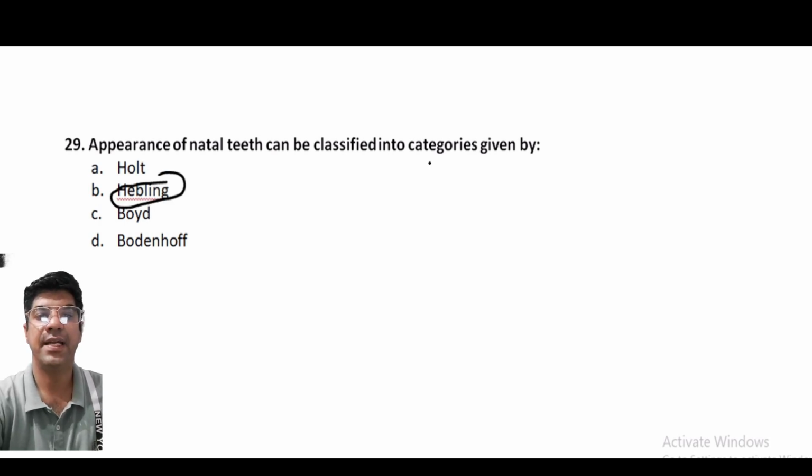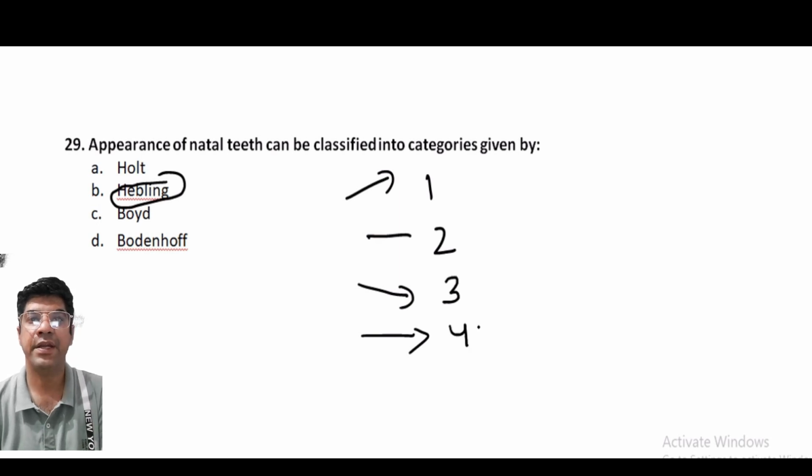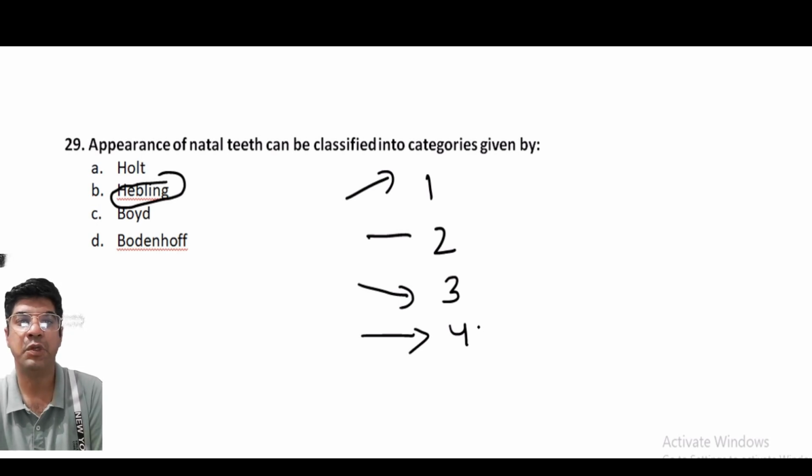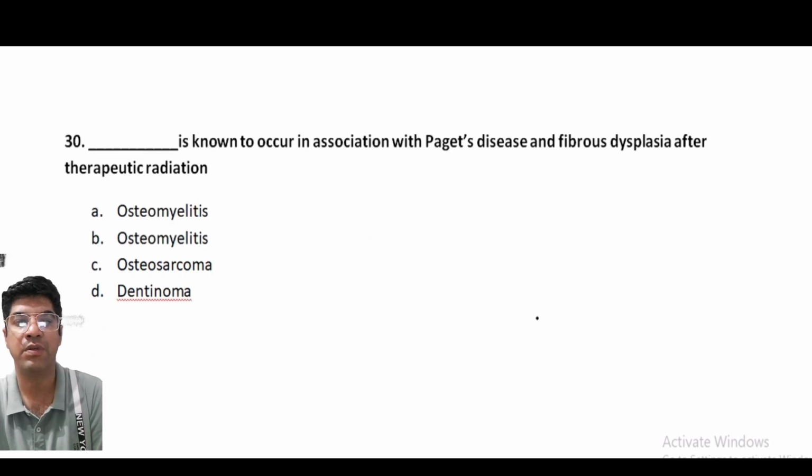The classification of the natal teeth was given by Hebling. So he classified them into category 1, category 2, category 3 and category 4. One is a shell-like crown that is loosely attached to the alveolus by a rim of oral mucosa with no root. Category 2 is solid crown tissue loosely attached to the alveolus by oral mucosa, little or no root. Third is the incisal edge of the crown just erupted through the oral mucosa. And fourth is the mucosal swelling with tooth not erupted but palpable.